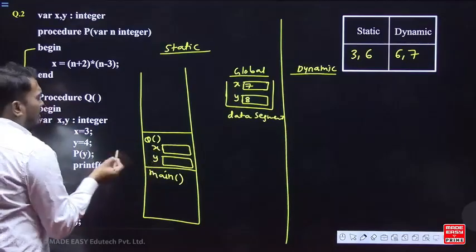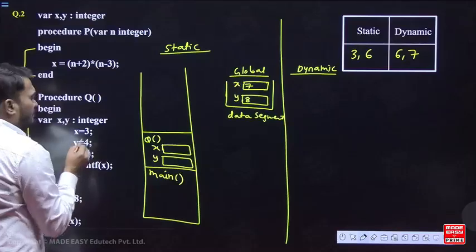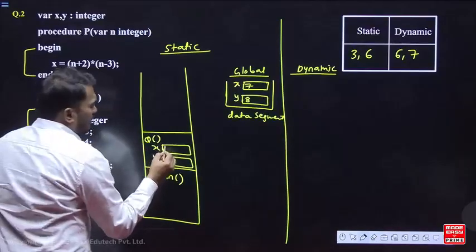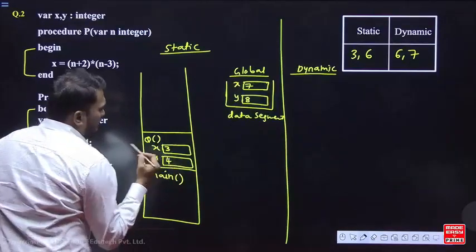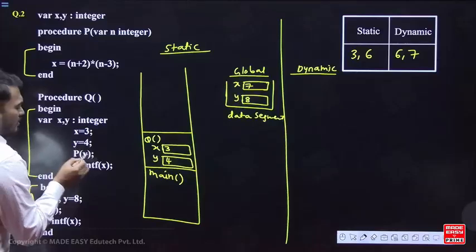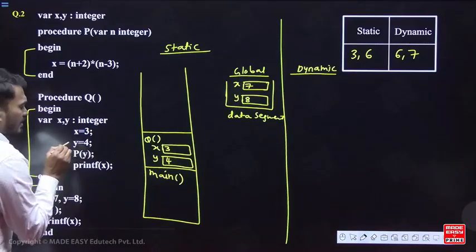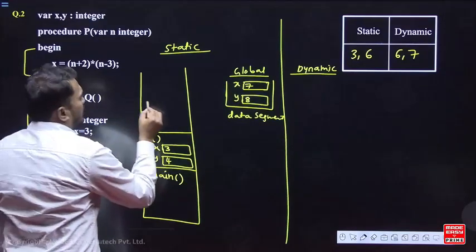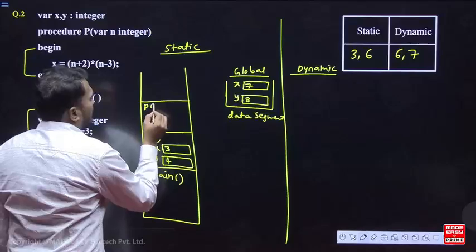इसके लिए डब्बा बनाया. Declaration है तो memory allocate होगा. x equal to 3, y equal to 4. So that is just assignment here. x equal to 3, y equal to 4. And next you are calling the function p. You are passing the y here. So when you call the function p, the function p will be pushed.